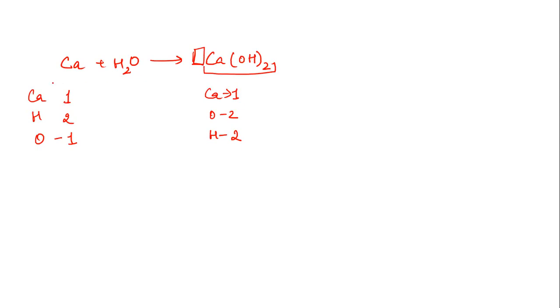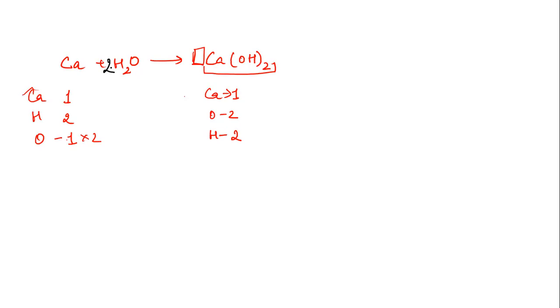Now, calcium is already balanced. Oxygen, we need to balance. Hydrogen is balanced. So here, oxygen is less on this side. Here 1 oxygen, here 2 oxygen. So if I multiply it by 2, it means I have to add 2 there. I have to write 2 this side.